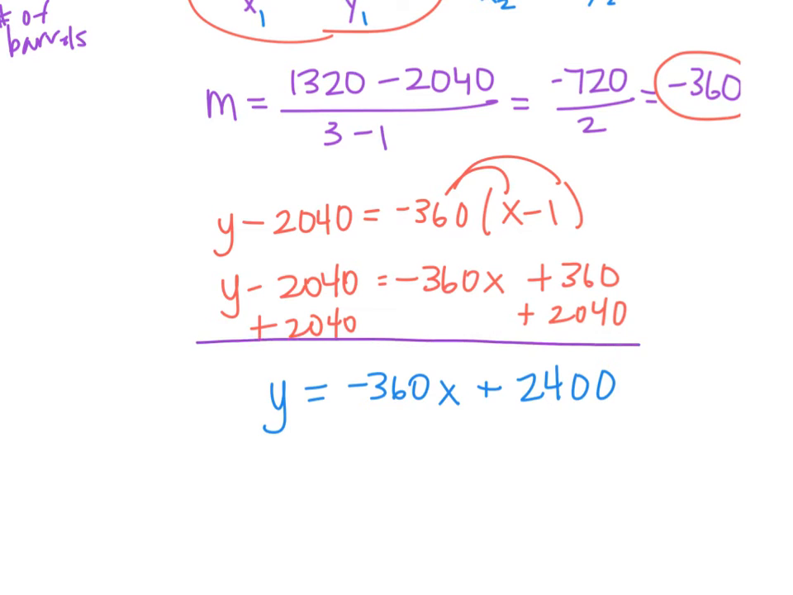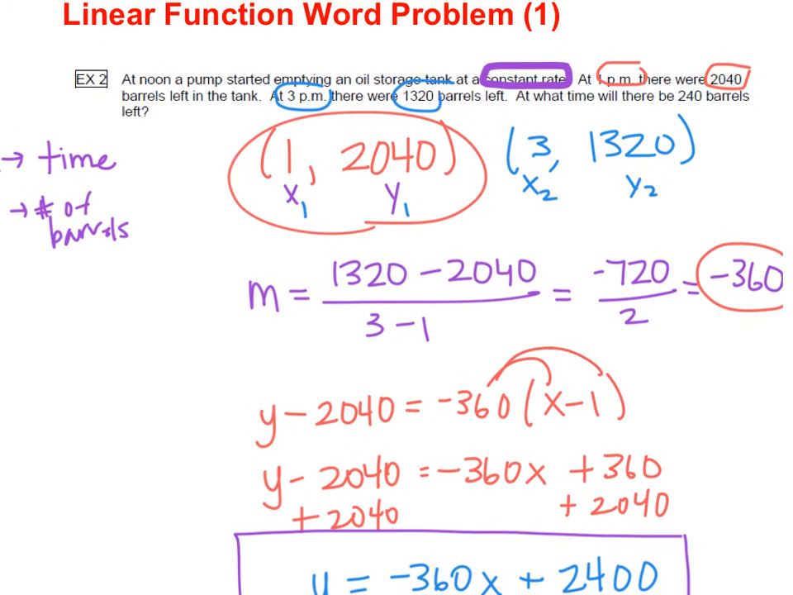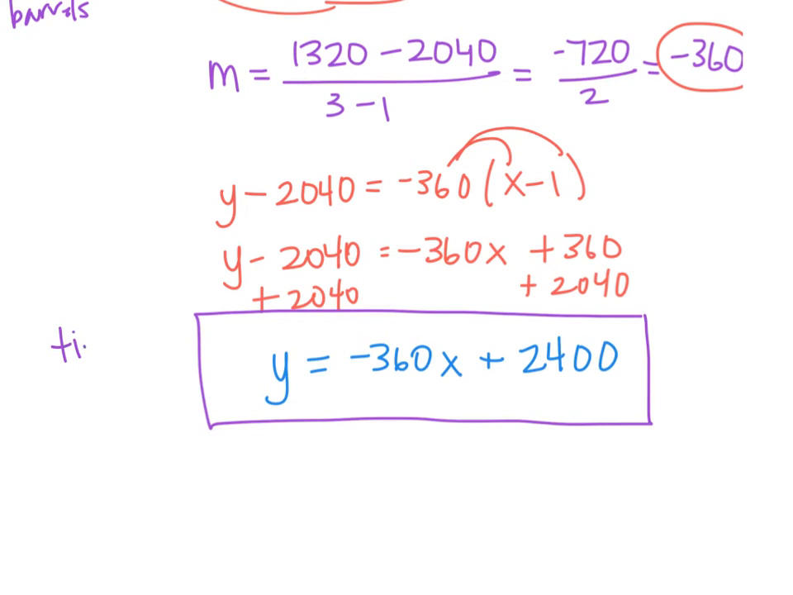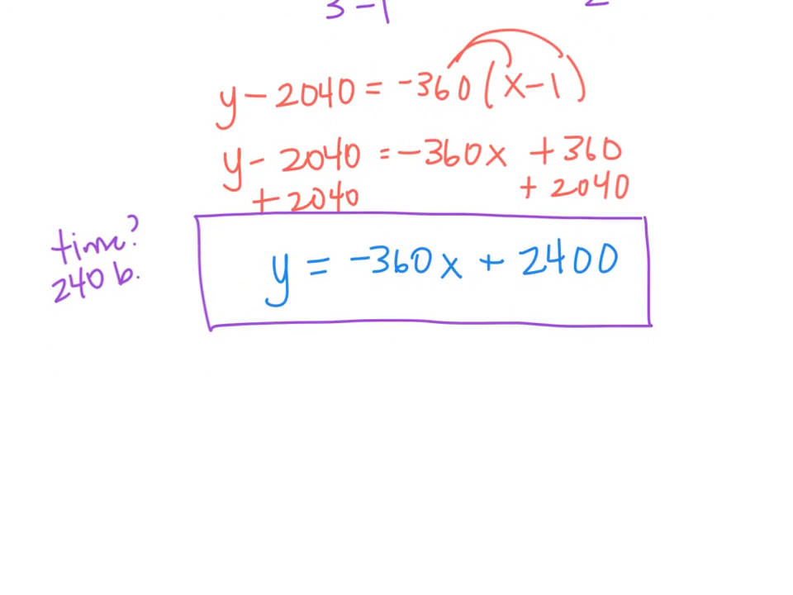All right, now we're going to figure out how we can use this equation to help us answer the question. The question back up here says, at what time will there be 240 barrels left? So if we look at our equation, we want to know the time, and we have 240 barrels. Well, if we remember how we defined our variables, we said that the y's were going to equal the number of barrels. So I'm going to go ahead and plug 240 into the y. It's going to say 240 equals, and then x represents the time. That's what we don't know, so we're going to take our equation and solve it for x.